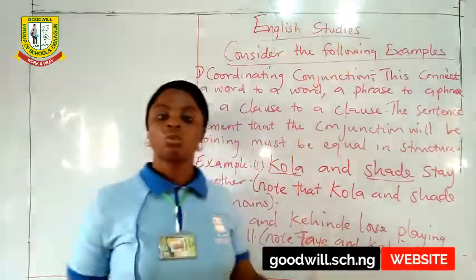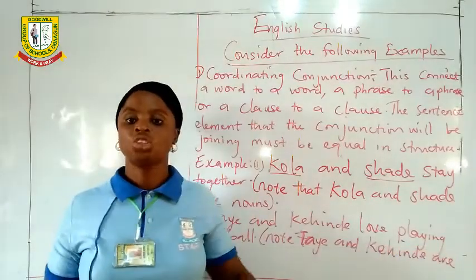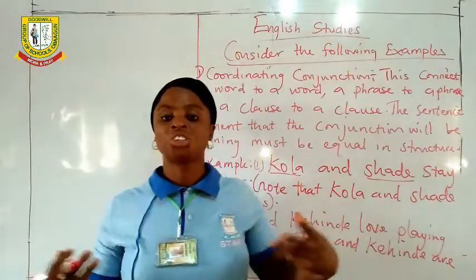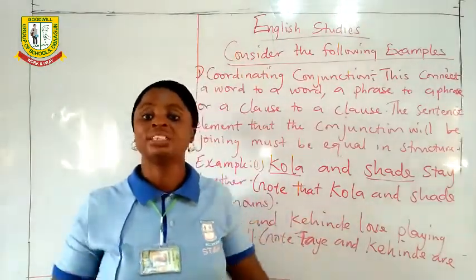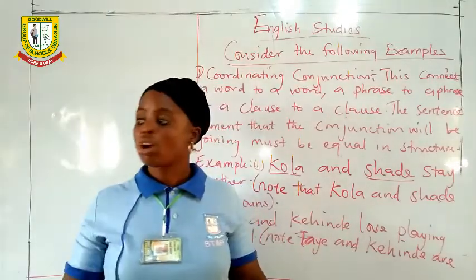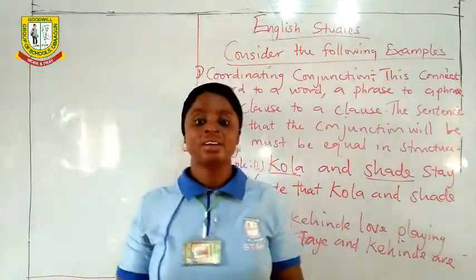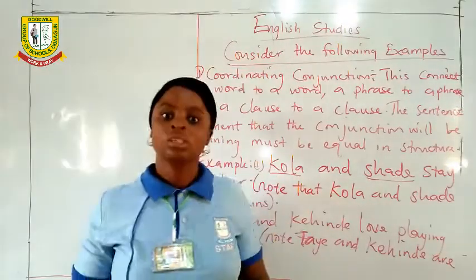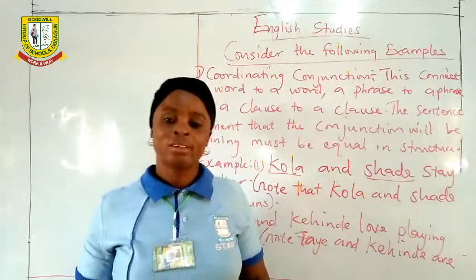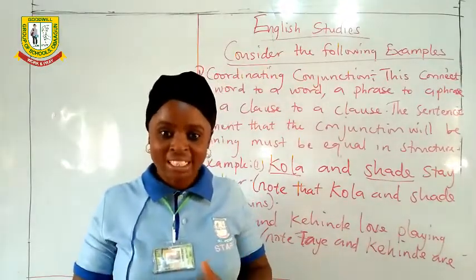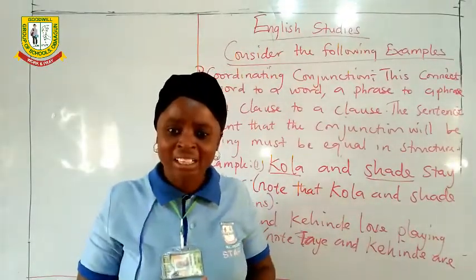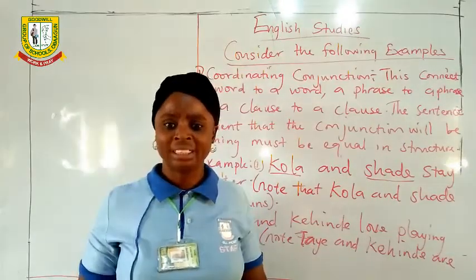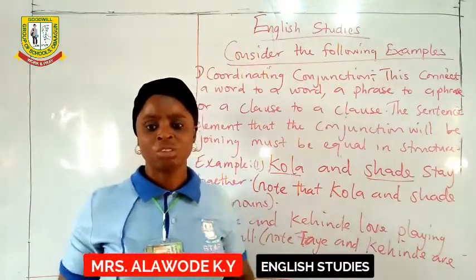So the second one is correlative conjunctions. These are coordinating conjunctions that are used in pairs always. Correlative conjunctions are coordinating conjunctions that are used in pairs. So the common examples are both, and; neither, nor; either, or. Do we get it?